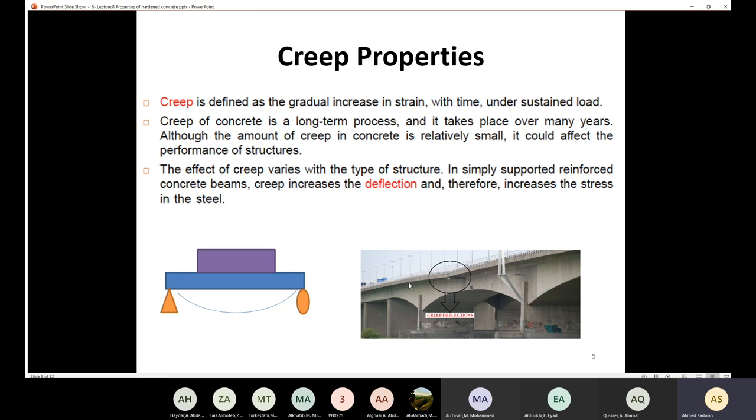In this picture, you see this bridge here. If you look at the middle, you are going to notice excessive deflection. Of course, when they designed the bridge, they didn't design it to get that large deflection. But because of the creep, the deflection increased. That is the problem of the deflection. When we design reinforced concrete, we are going to keep in mind the effect of the creep.